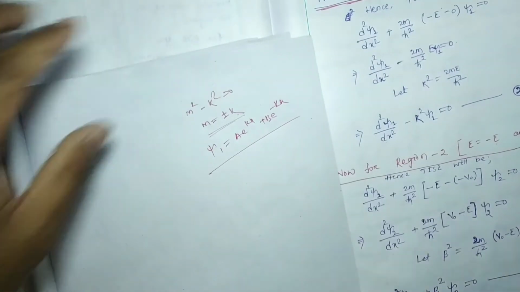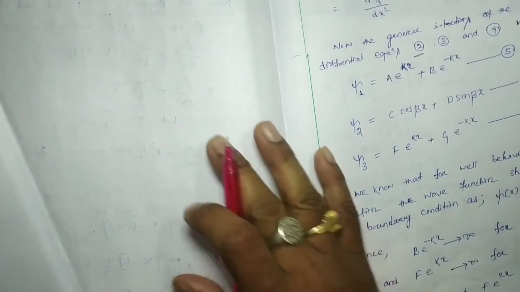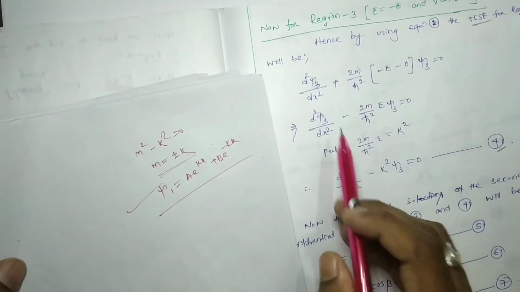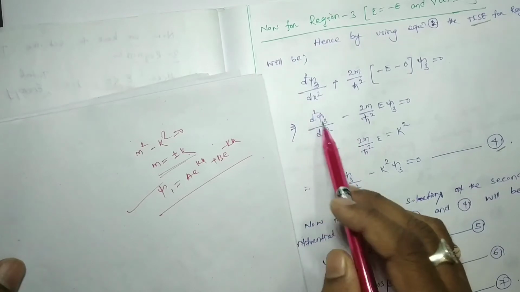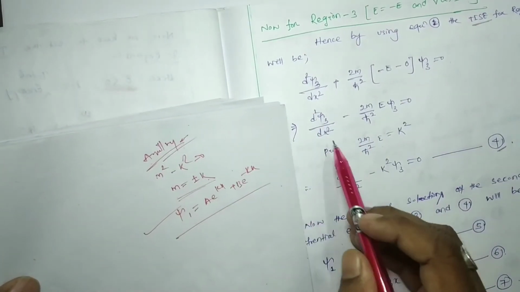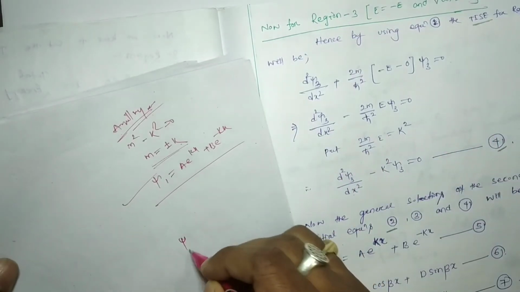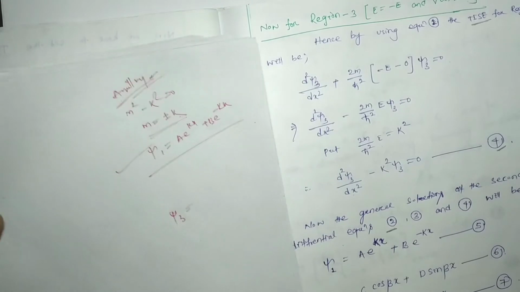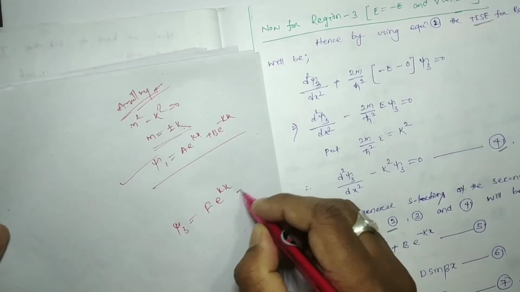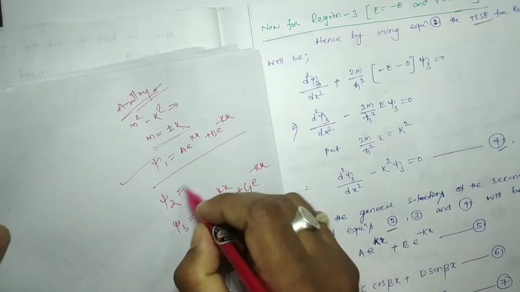Now we consider first psi 1 and psi 3, then psi 2. Psi 3 is also the same: the auxiliary equation m square minus k square is equal to 0. So psi 3 will also be in the form of f e to the power kx plus g e to the power minus kx. Now psi 2.